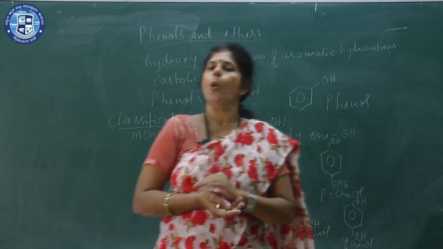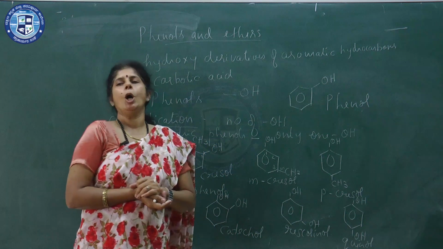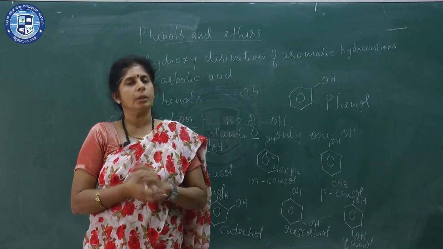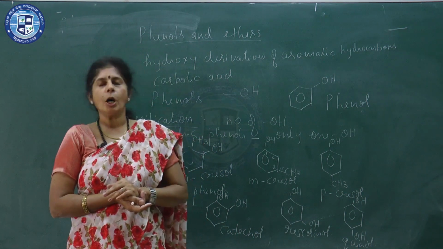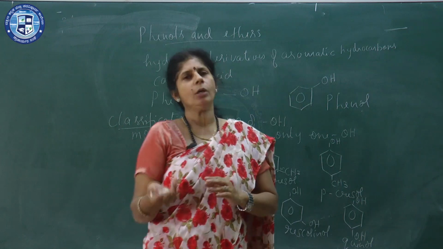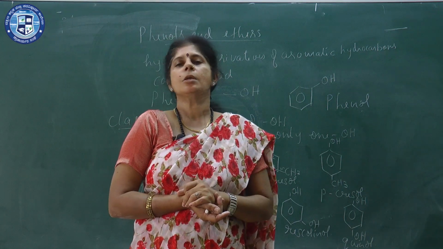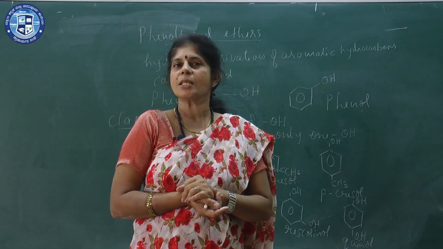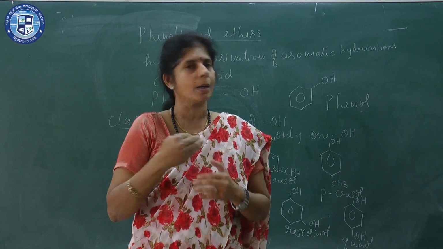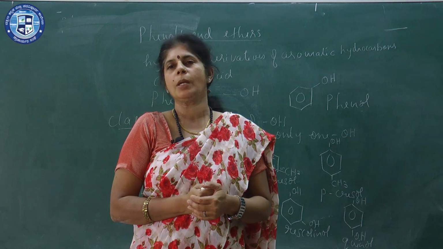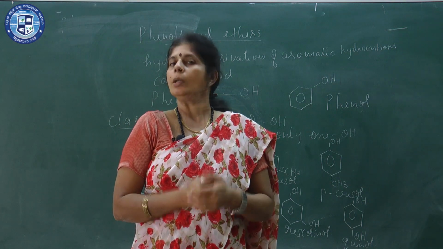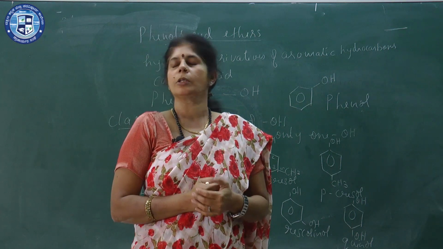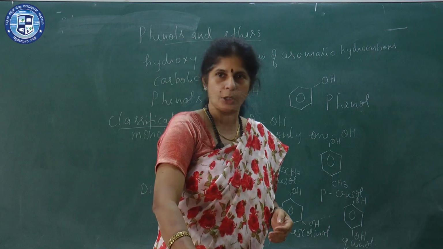If the two OH groups are present in the ortho position, that is catechol, or if the OH groups are present on the meta position, it is resorcinol, and if the OH groups are present at the 1,4 position, para position, this is known as quinol. Okay, now let us go for the third type of classification.